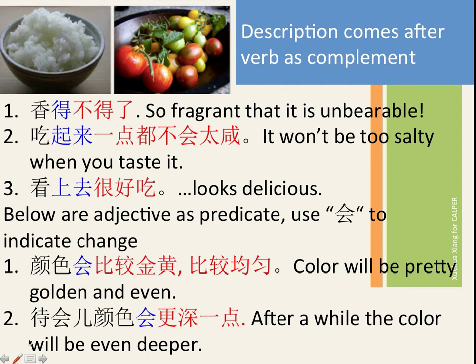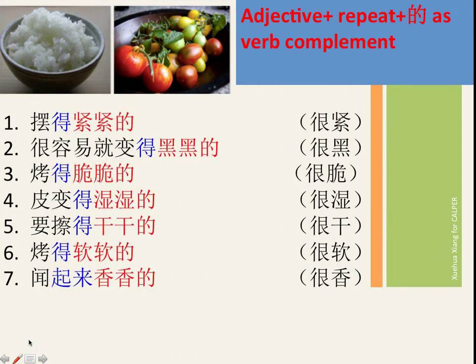So all these red words are descriptions of things. As you can see, you can describe things not only before a noun, but also as the predicate and also to indicate changes. Now, let's look at describing things using a repetition of the same adjective, and 的 to emphasize the kind of appearance it has. It comes after the verb.